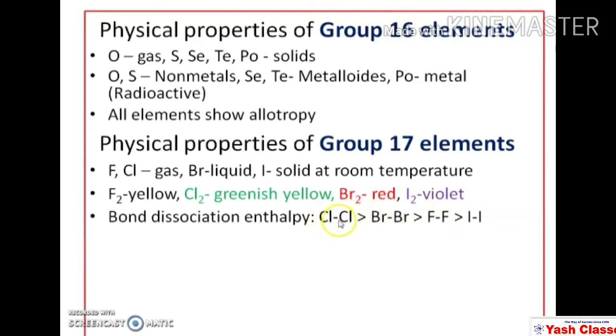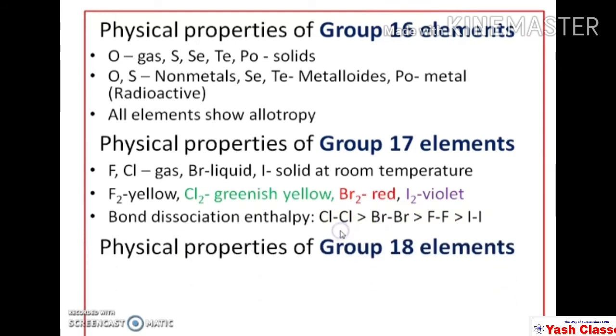And you know, greater the bond dissociation enthalpy, greater is the strength of the bond. It means out of these 4 halogens, the covalent bond between 2 chlorine atoms is the strongest bond, and the bond between iodine atoms is the weakest covalent bond. So this is about the bond dissociation enthalpy. And keep in mind, fluorine has exceptionally lower bond dissociation energy than bromine and chlorine.